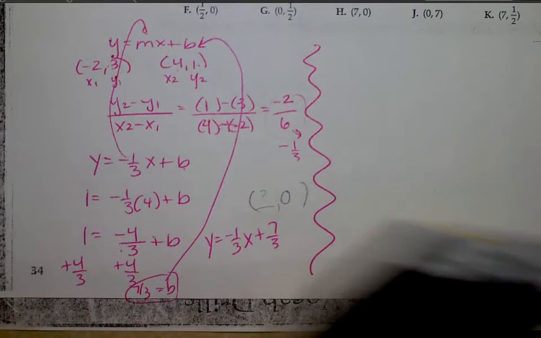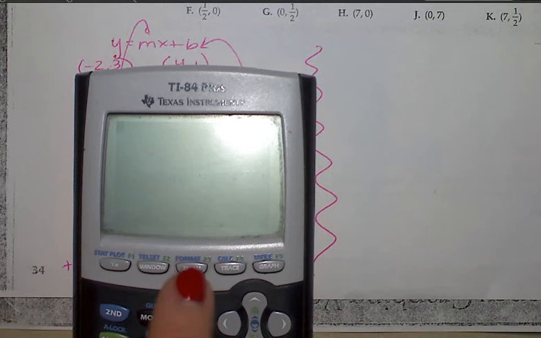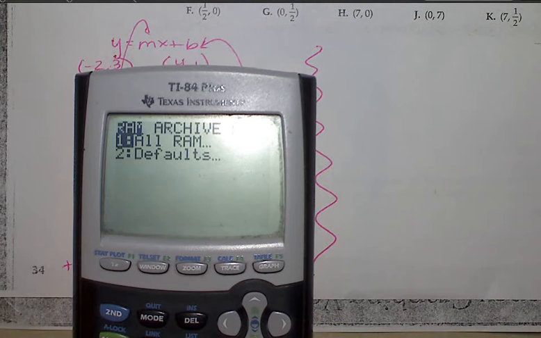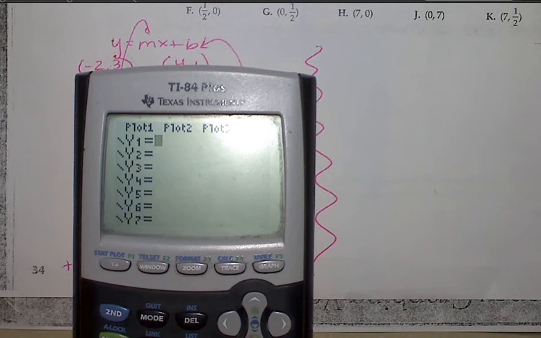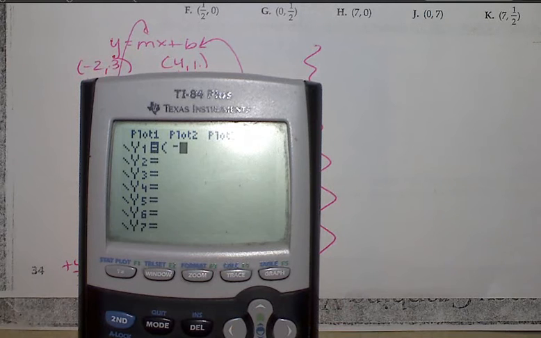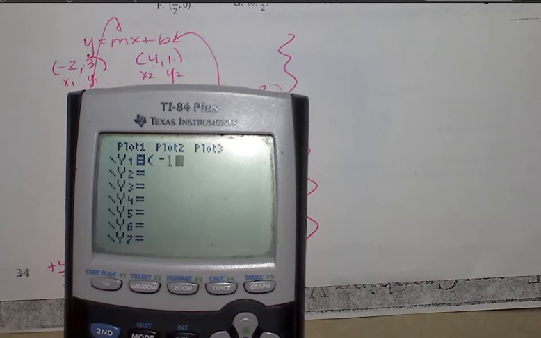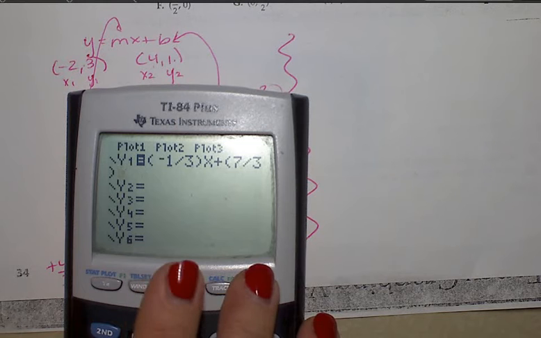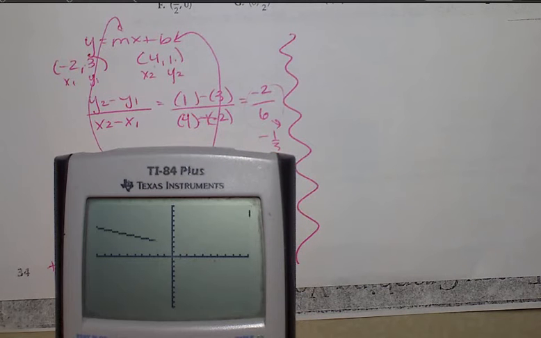Another way is to grab the calculator and plug it in. So ready? Second, plus 7, 1, 2. You're doing this with me. And let's plug it in. So I have -1/3 x plus 7/3. Hit graph. We want to know, what is the x-intercept? Where does it cross?